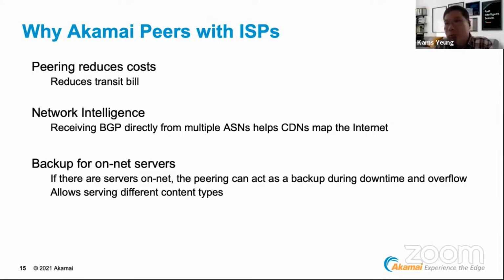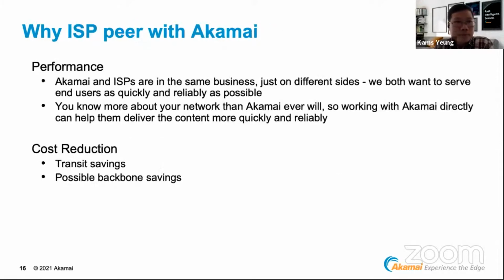With the peering, we get the BGP information. Then it also helps us to do a better mapping, because sometimes we map the traffic based a little bit on BGP. And as I mentioned before, even if you have an on-net cache server, you are also very welcome to set up a PNI with Akamai. So in short, if you peer with Akamai, you get better performance and you probably have some cost saving as well.